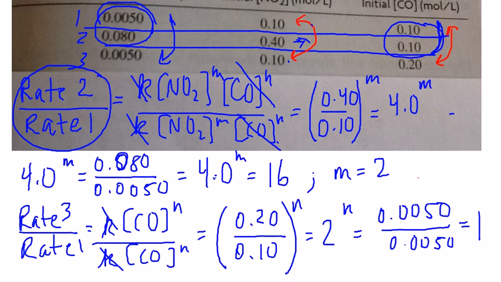That simplifies to 1. So 2 raised to the what power gives you 1? It has to be 0, because any number raised to a 0 power is 1. So what that tells us is the rate is actually independent of the carbon monoxide concentration.